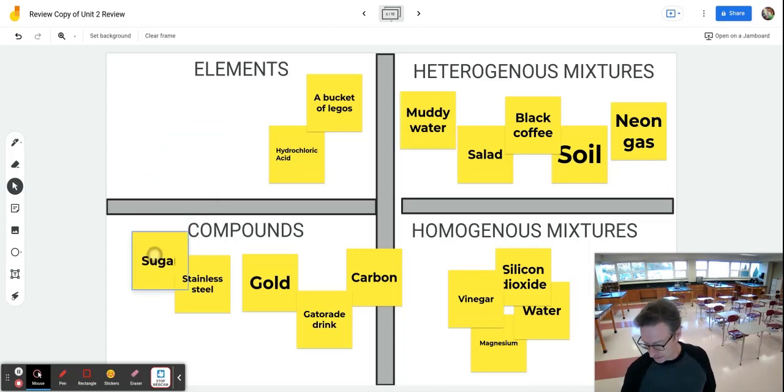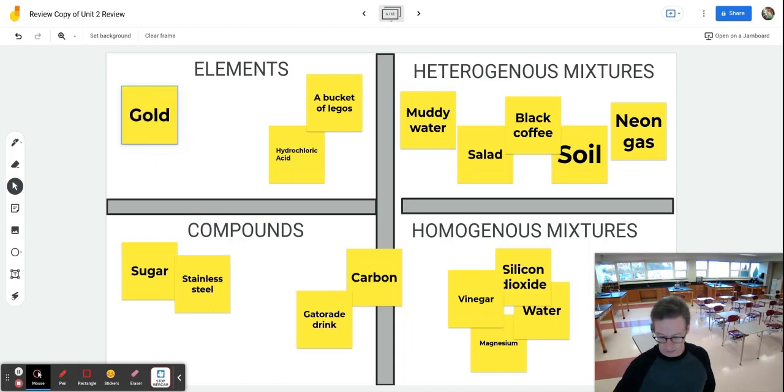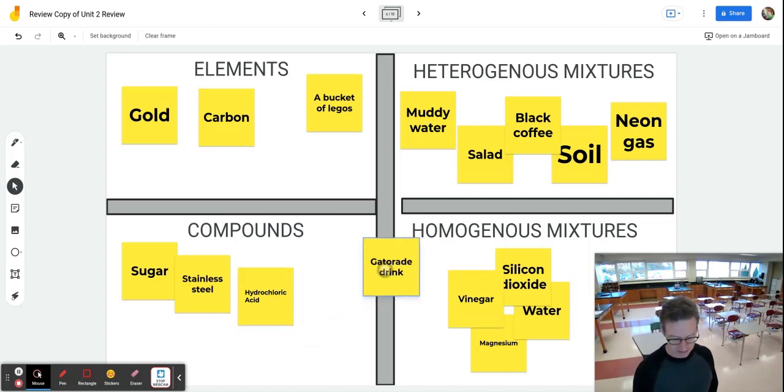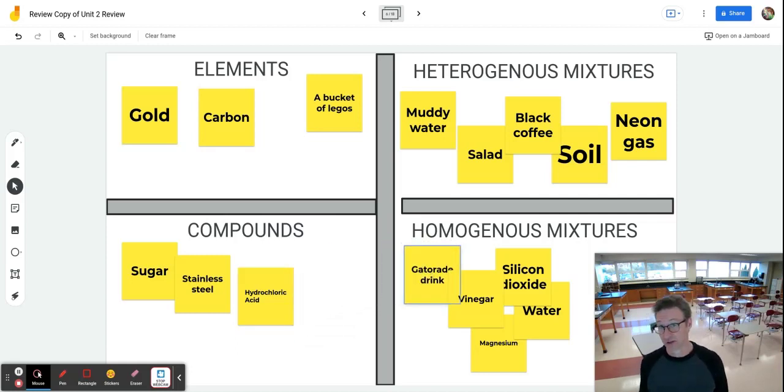Sugar is a compound. Gold is an element. It's on the periodic table, so is carbon. Hydrochloric acid is an example of a compound. A Gatorade drink is a solution of pretty much sugar, so it's dissolved in the liquid. It's homogeneous because you can't tell where one part leaves off and the next part begins, and it doesn't separate if you leave it alone. Again, like I mentioned with the muddy water, that's one way to tell whether it's heterogeneous or homogeneous.